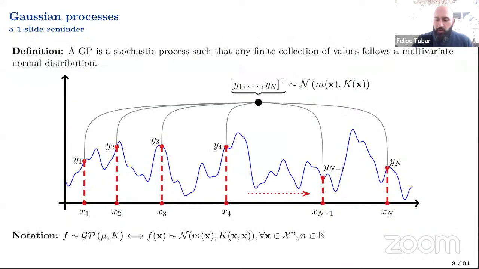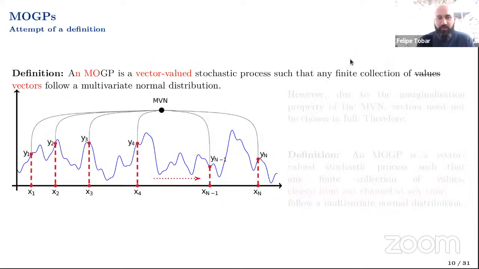So let's go into what this talk is about with that motivation. By now, you already know what a Gaussian process is. A GP is a stochastic process such that this condition holds: a finite collection of values follows a multivariate normal distribution. And we have this notation at the bottom here. So now the question is, how can we extend this definition to the multi-output Gaussian process? And it is very straightforward, right? We only need to replace the word values here by vectors. So it looks like this.